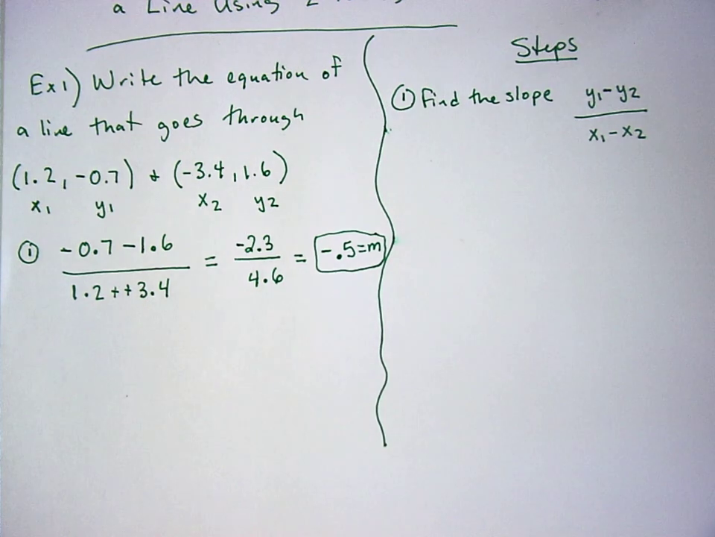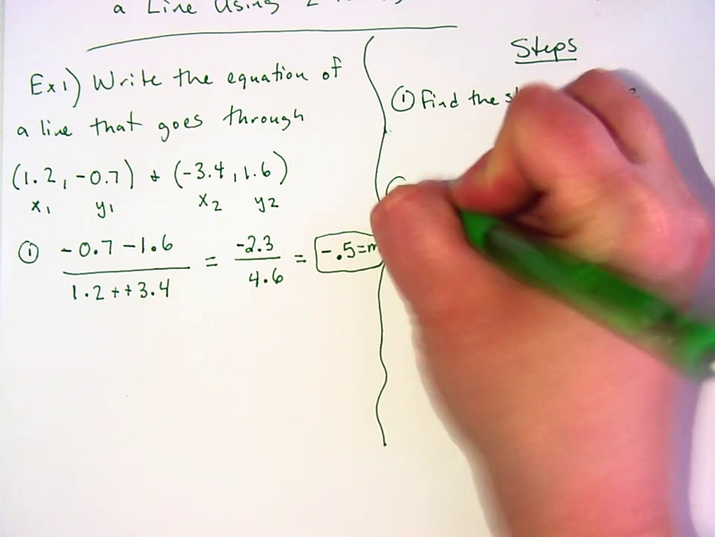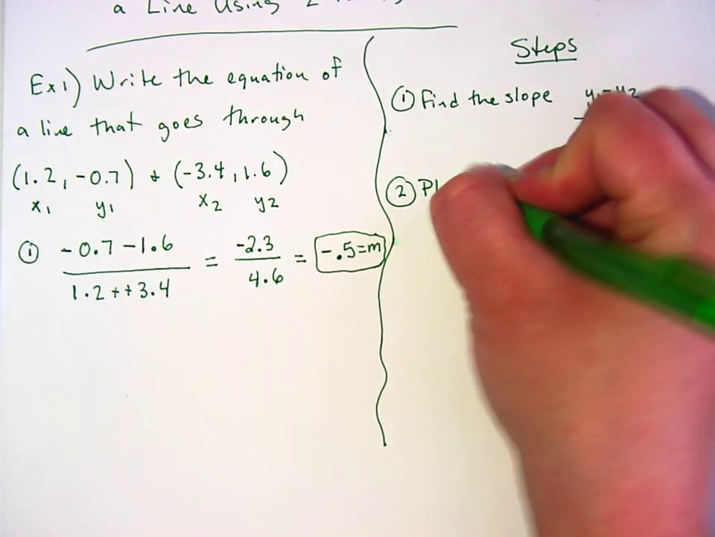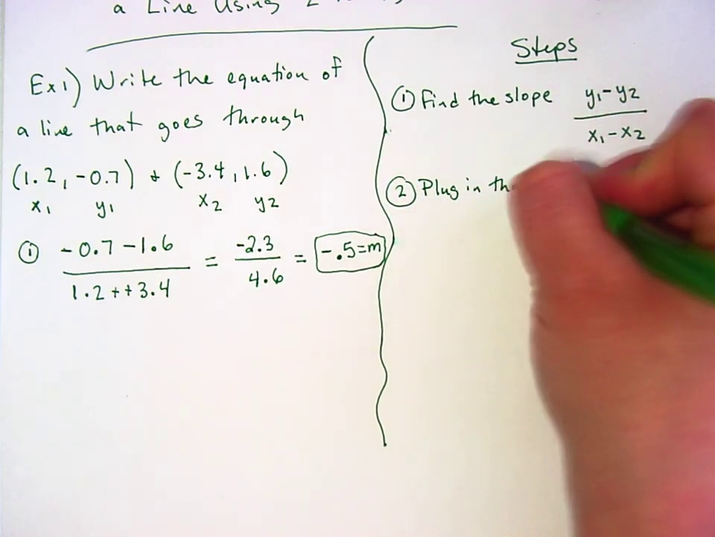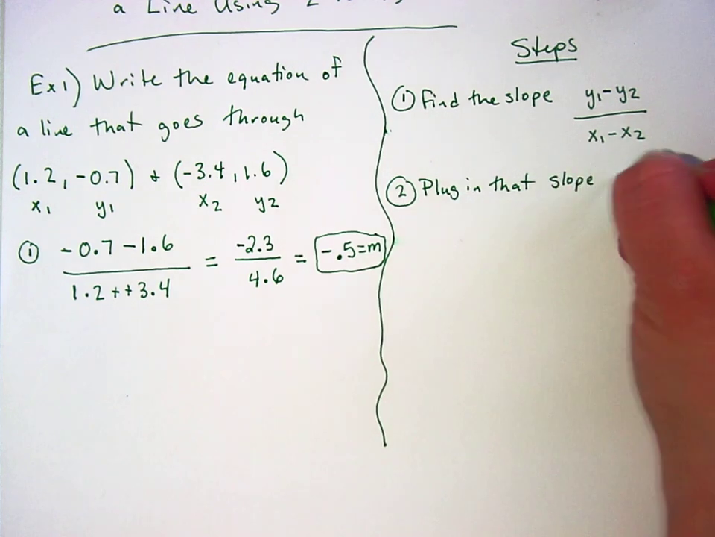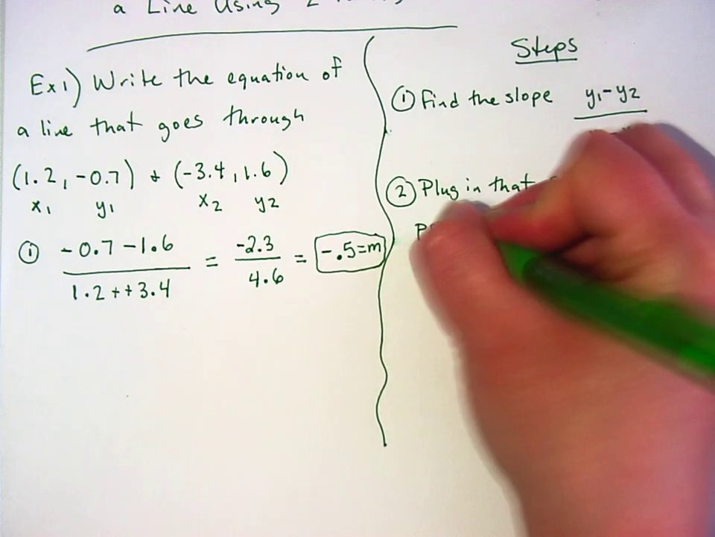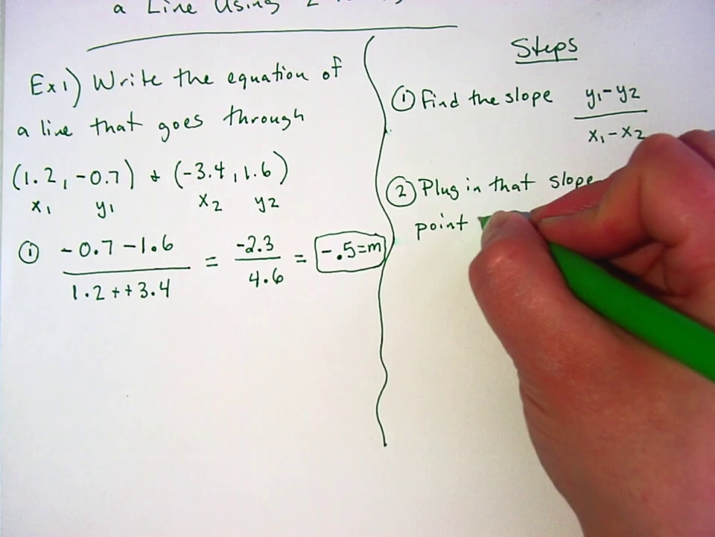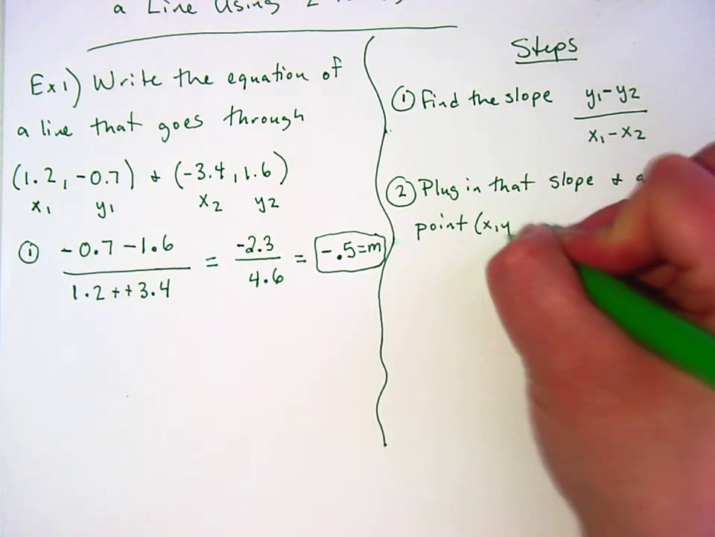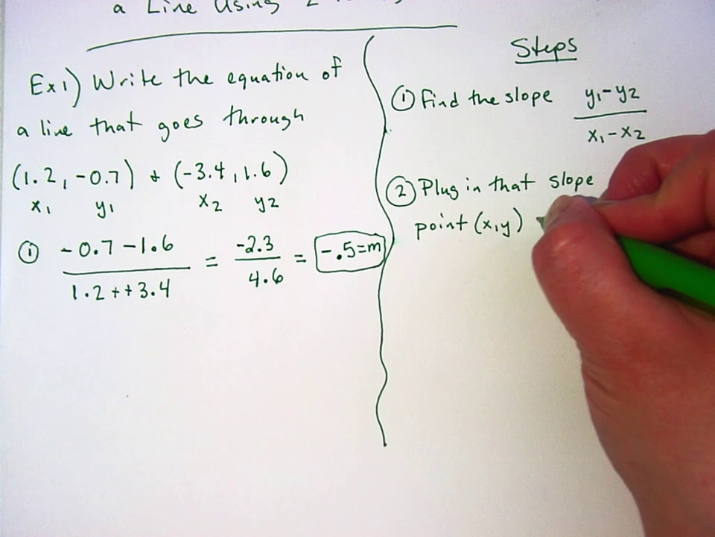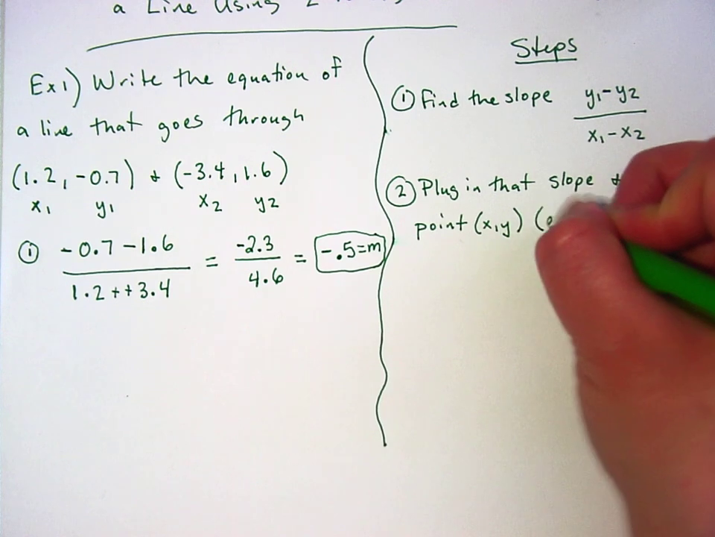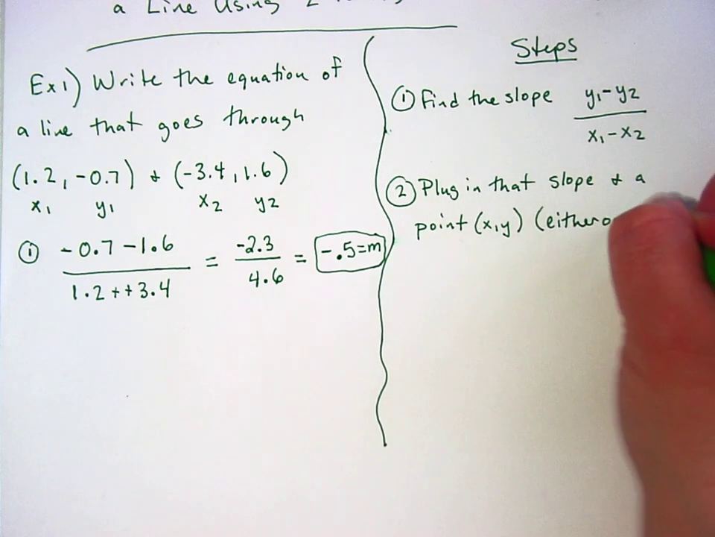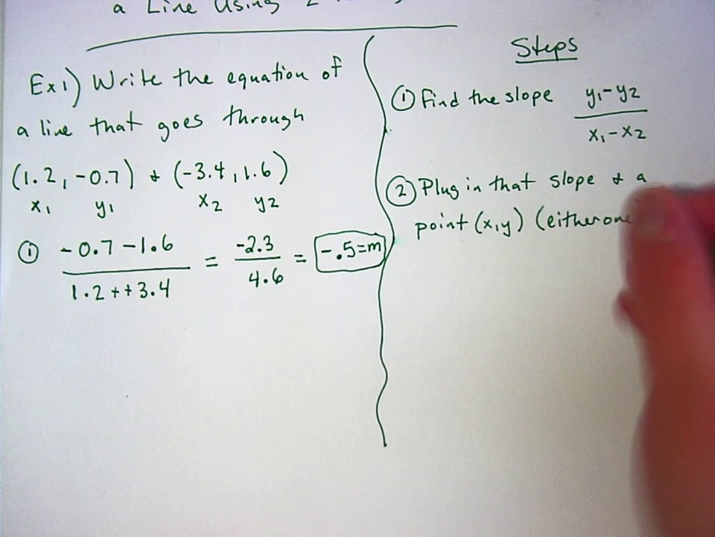Okay, so we need to find the b. How did we do that yesterday when we had a slope? Use a point. So for step 2, I'm going to say plug in that slope and a point. And then I'm going to write xy so that you remember that that's what I mean by point. And I'm also going to write either one. Both points are on this line, so it doesn't matter which one you use.